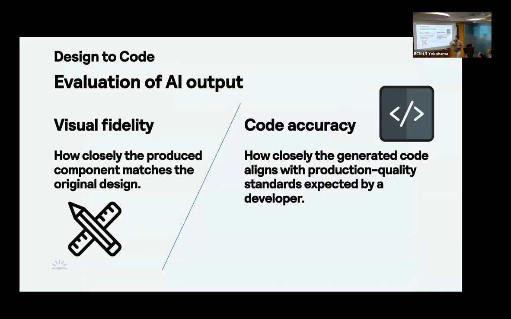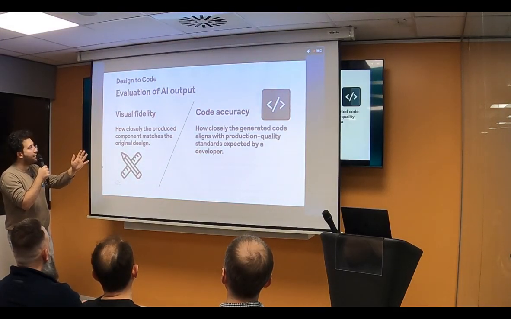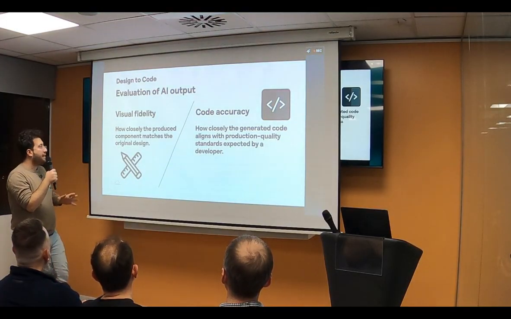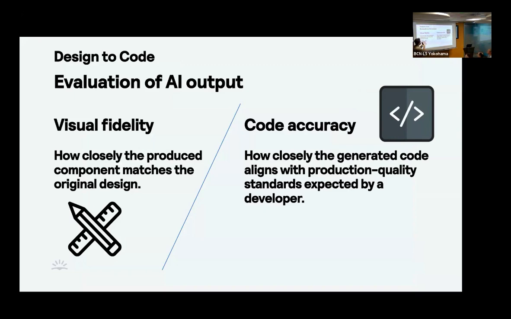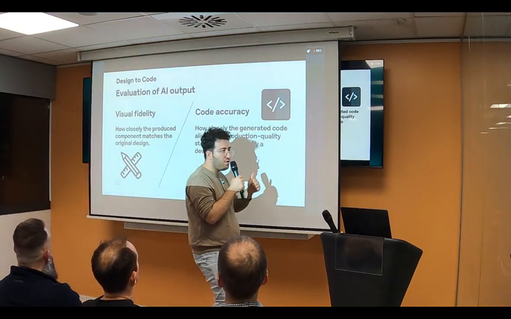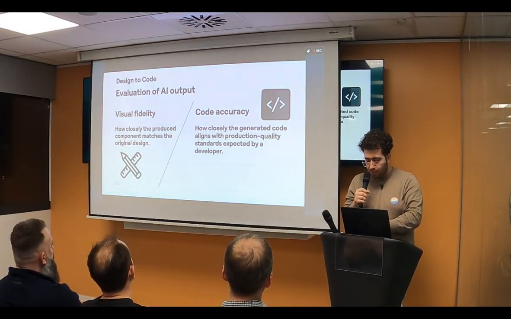And that's how we designed a system for evaluation based on two different metrics. One of them is visual fidelity, so how closely the produced component matches the original design. We use DreamSim and some other algorithms for that. And the second part was how close the code is to what we expect from good production quality code. We don't want just 1,000 lines of code that doesn't make sense and nobody wants to maintain.